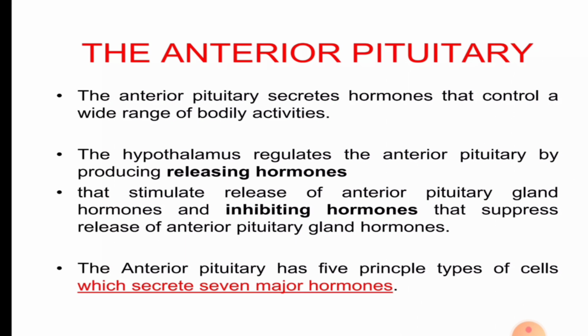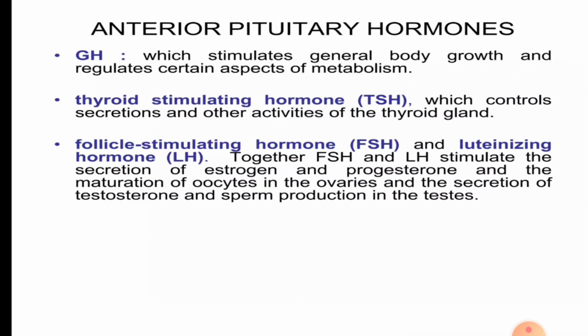The anterior pituitary has five principal types of cells which secrete seven major hormones. Anterior pituitary hormones: GH, which stimulates general body growth and regulates certain aspects of metabolism. Thyroid stimulating hormone TSH, which controls secretions and other activity of the thyroid gland. Follicle stimulating hormone FSH and luteinizing hormone LH.